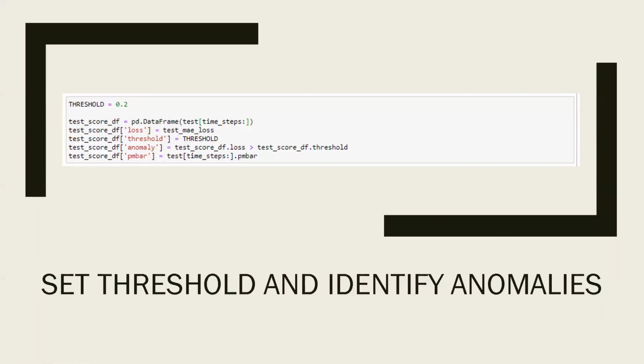In this part, we set a threshold value and dumped our outliers into a data frame. As you can see, in line 1, we set our threshold value to 0.2. Here, if the loss value is greater than the threshold, we have taken that data as an outlier.